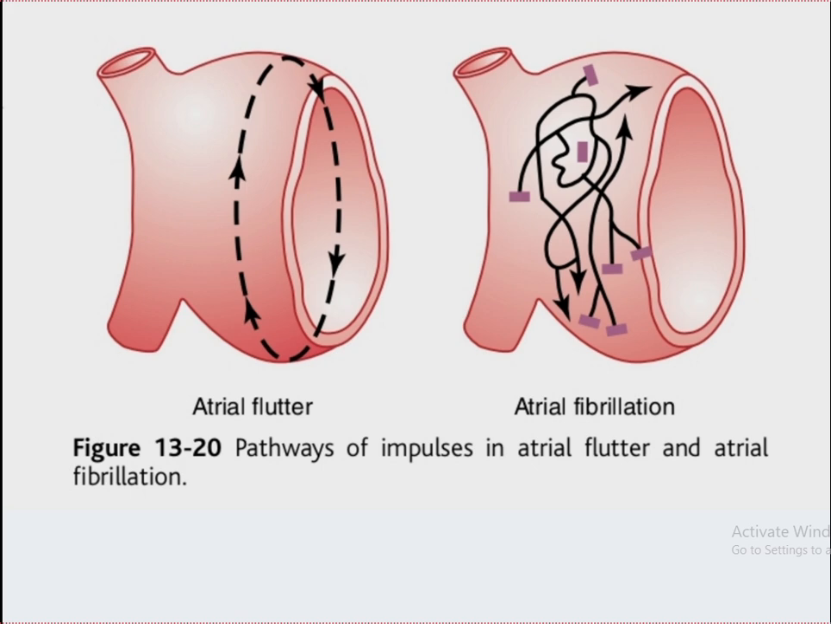But for atrial flutter, actually the impulse will be moving through the walls of the atria in a cycle. So still the impulse will not be flowing in the normal direction. It will take long to reach the AV node to spread to the ventricles because the impulse, when it's generated in the SA node, will start cycling through the atrial walls.